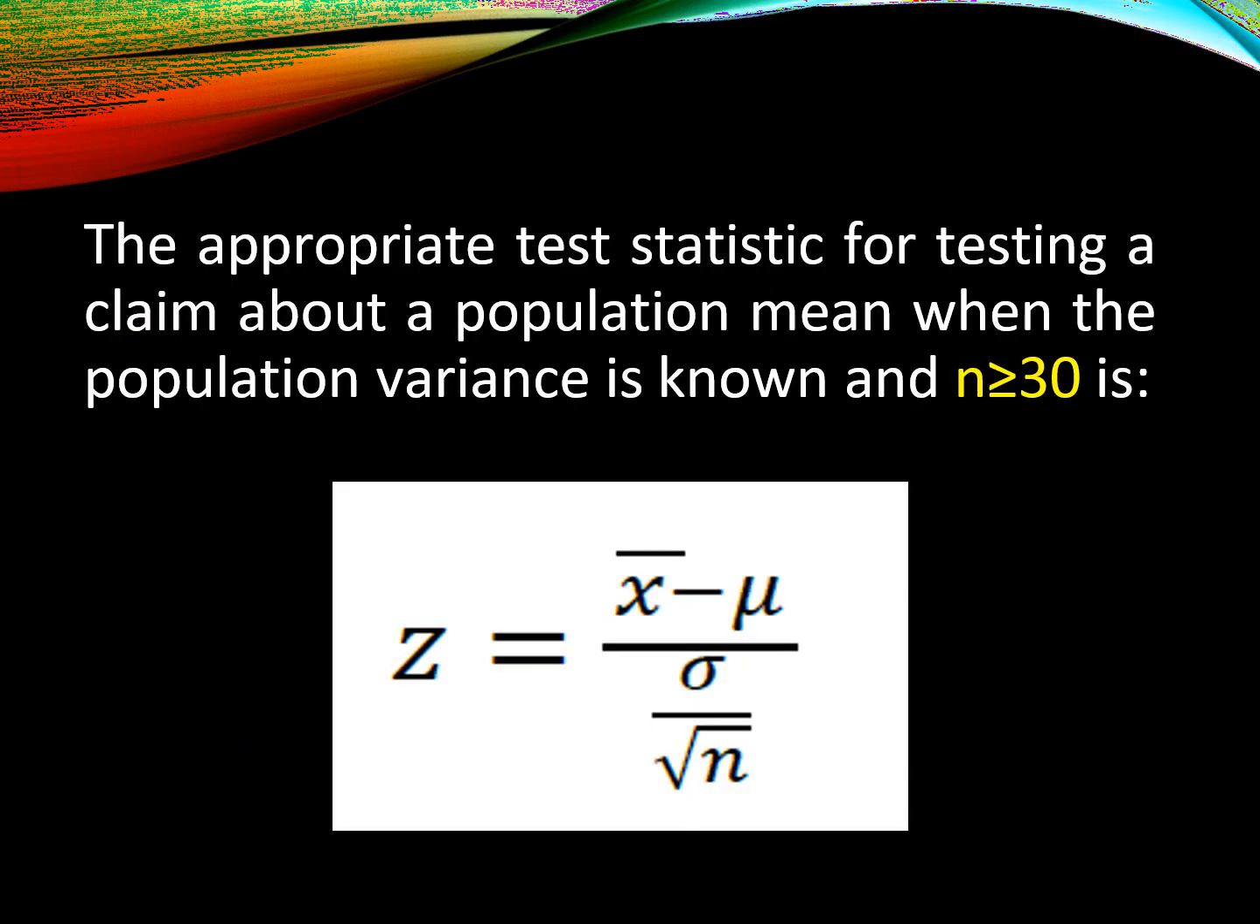The appropriate test statistic for testing a claim about the population mean when the population variance is known and n is greater than or equal to 30 is the z-test. Okay, so we have for the numerator the sample mean minus the population mean, divided by the quotient of the population standard deviation and the square root of n.